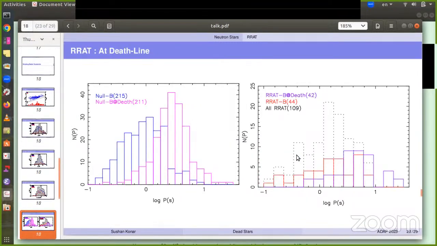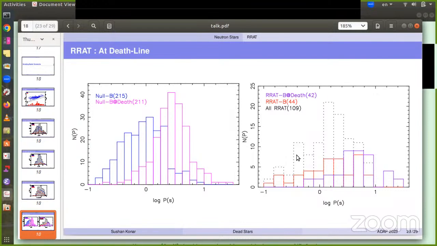What about the environment? Was it compared to the environment? These are all isolated. Clusters, field? No, they are not in clusters. They are all galactic and they are all isolated. So environment is not really important.